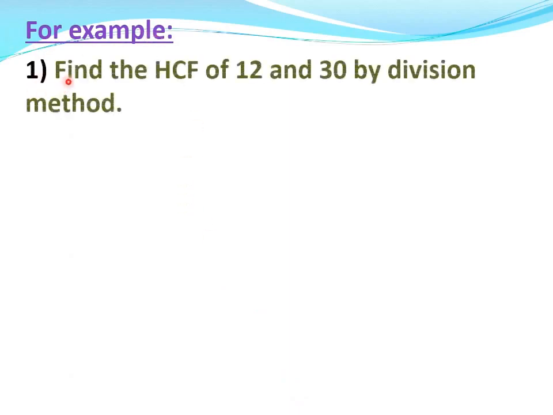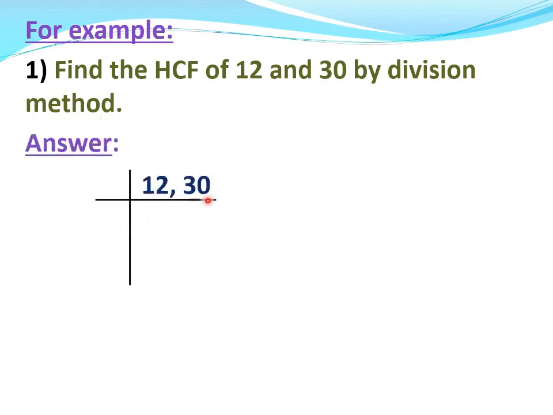See, for example, question number 1. Find the HCF of 12 and 30 by division method. Answer. Make lines like this. Write 12 and 30 here. Now factorize 12 and 30 by common prime factor. See, this 12 is divisible by 2 and 30 is also divisible by 2. So divide 12 and 30 by 2. Write here 2. See, 2 multiply 6 equal 12. 2 multiply 15 equal 30.